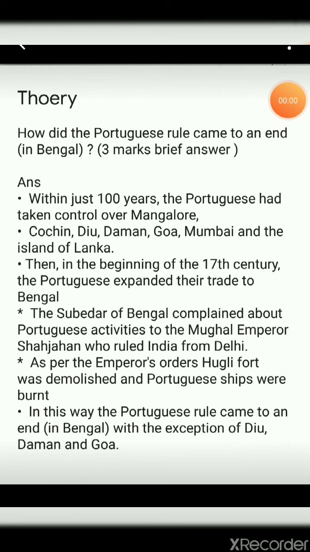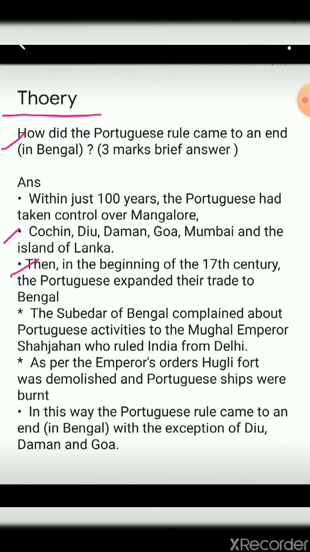Okay, students, now we'll move on to the theory part. The first theory question you need to write is for 3 marks. Brief answer: how did the Portuguese rule come to an end in Bengal? Within just 100 years, the Portuguese had taken control over Mangalore, Cochin, Diu and Daman, Goa, Mumbai, and the island of Lanka was conquered by the Portuguese.